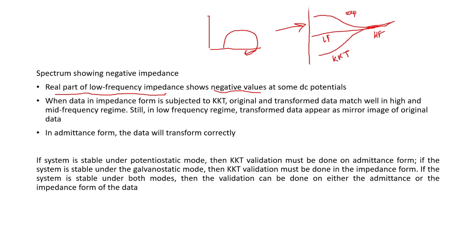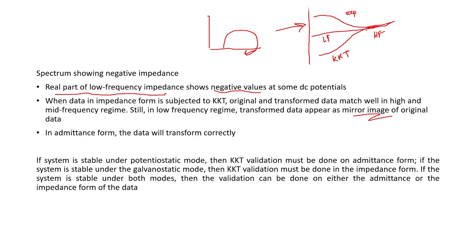When the data in impedance form is subjected to KKT, the original and the transformed data will match well in the high and the mid frequency regime. However, in the low frequency regime, it will be a mirror image. Okay. So how can we do the KKT in this case? The system may be linear, causal and stable, but just because the real part of the impedance is going to the negative part, I can see the mirror image. That is, it's not overlapping.